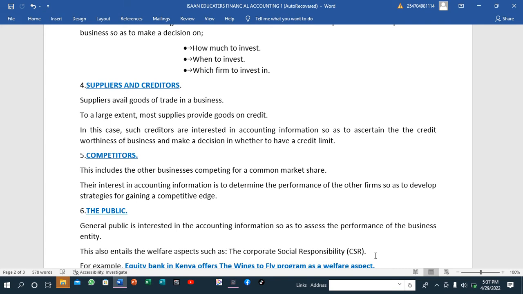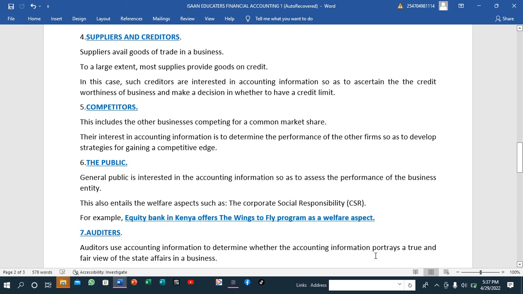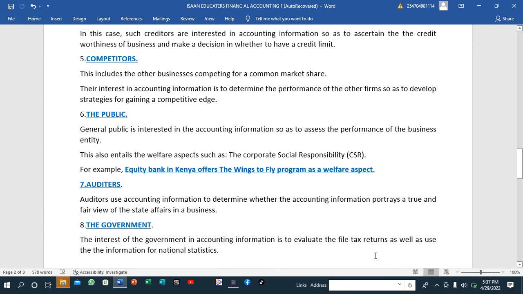So on to our next point, the public. The general public is interested in accounting information so as to assess the performance of a business entity. This also entails the welfare aspects such as corporate social responsibility, that is the CSR. So the public generally involves the general public. In a certain company, they have to know the corporate social responsibility. So when they want to know the accounting information, they assess the performance of a business so that they can know, is this company worthy of providing the CSR? Because that is where they will benefit.